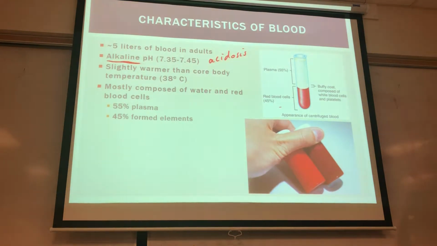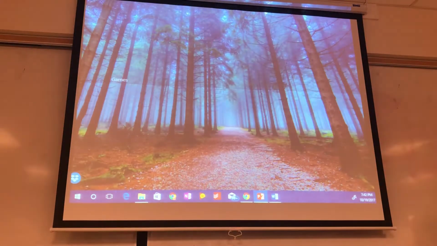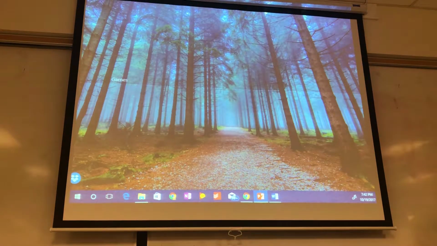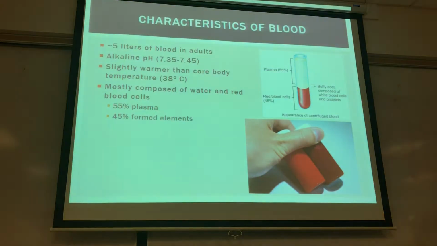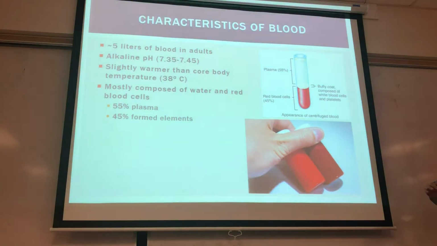Looking at the characteristics of blood, we have about 5 liters of blood in adults. That comes out to about 9 pints of blood. When you donate blood, it's only really 1/9 of that, depending, of course, on your body size. Newborns actually only have about a cup of blood in their system.